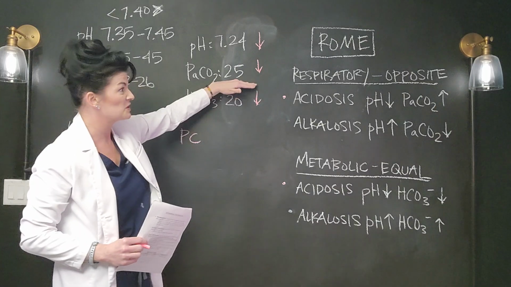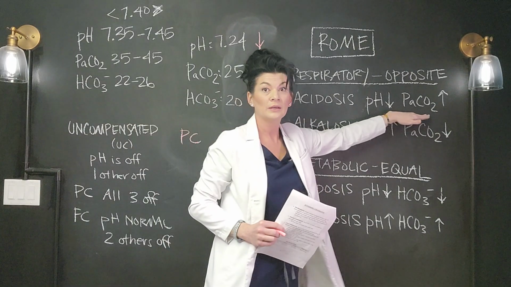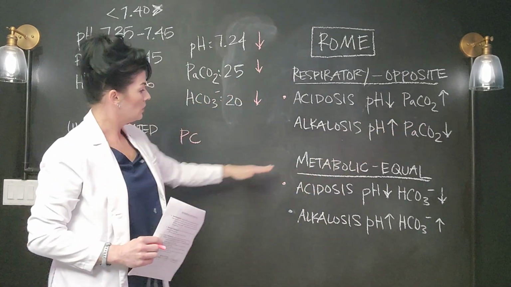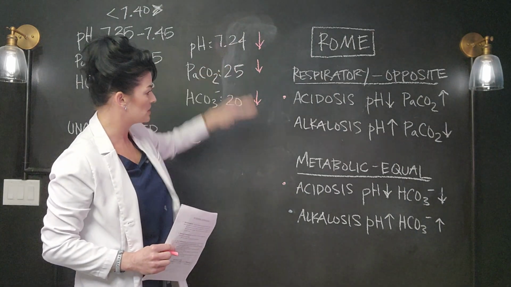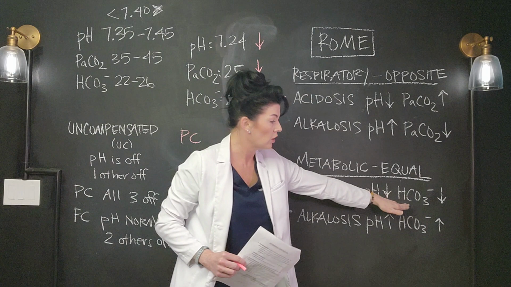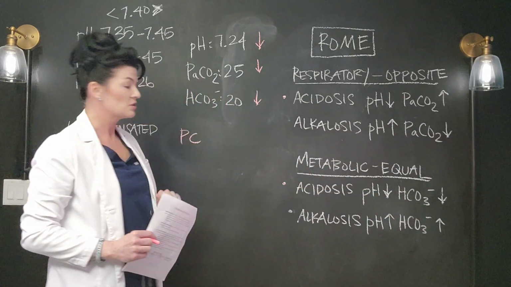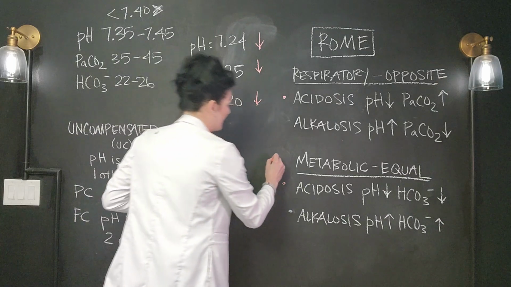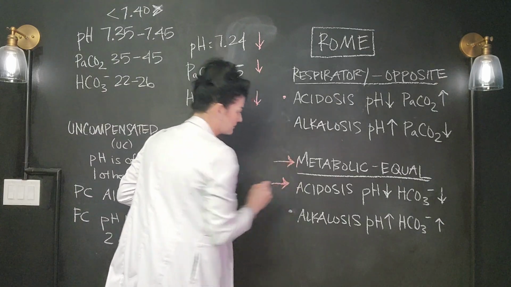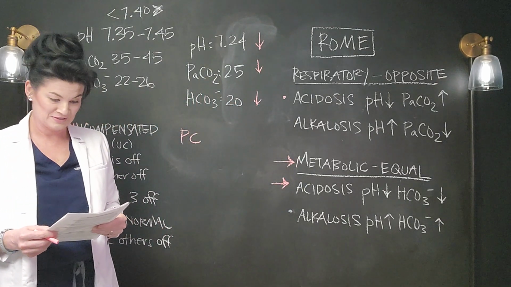Is the partial pressure of CO2 up? It is not. All right, metabolic acidosis, our pH is down, is our bicarb down? It is. So our patient is experiencing partially compensated metabolic acidosis.